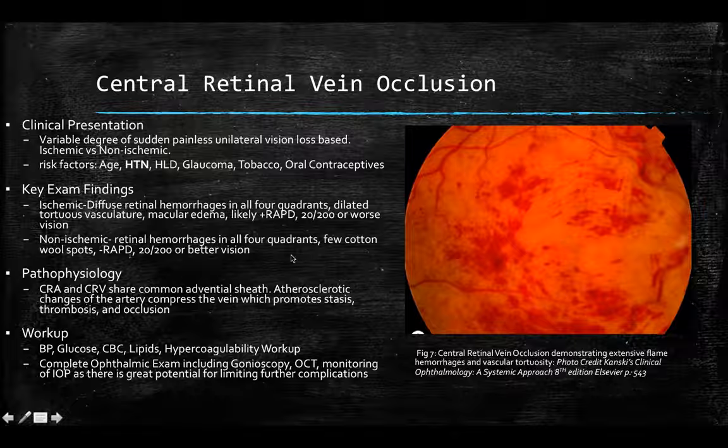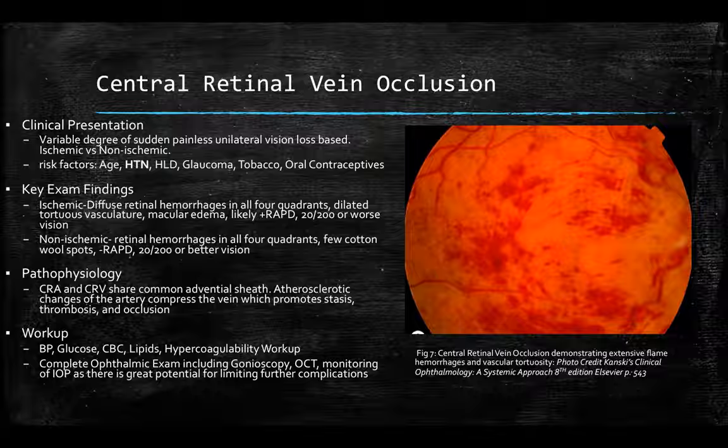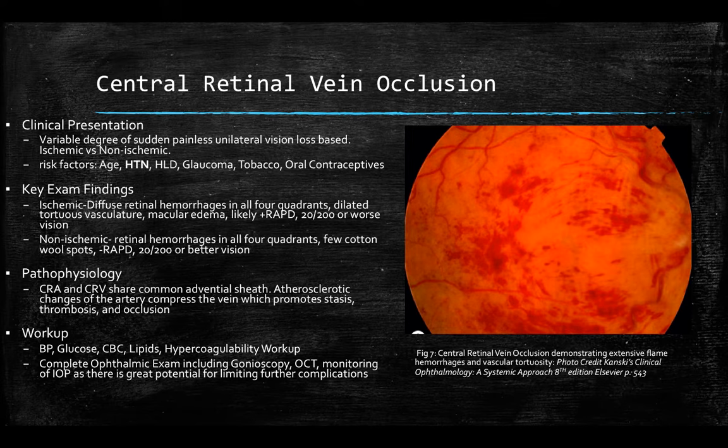Let's think about the pathophysiology involved. Well, you need to consider the normal anatomy in order to understand this condition. The central retinal artery and the central retinal vein share a common adventitial sheath where they travel together at the lamina cribrosa posterior to the eyeball itself.